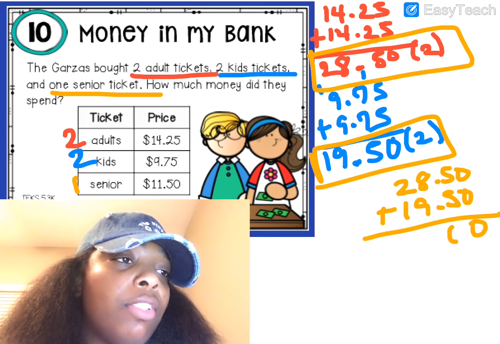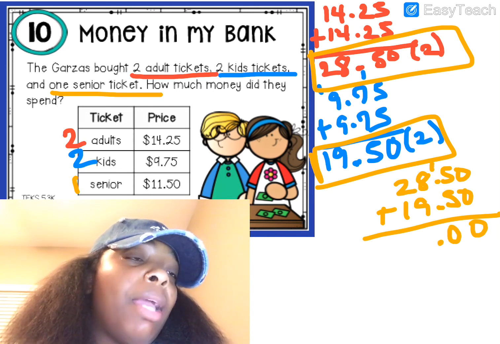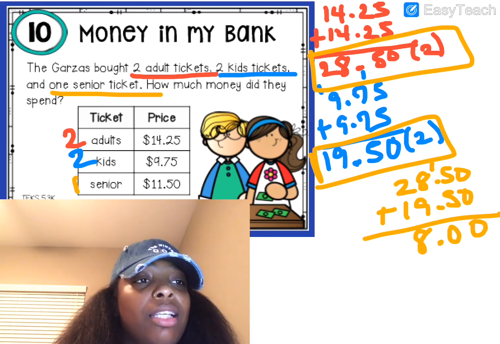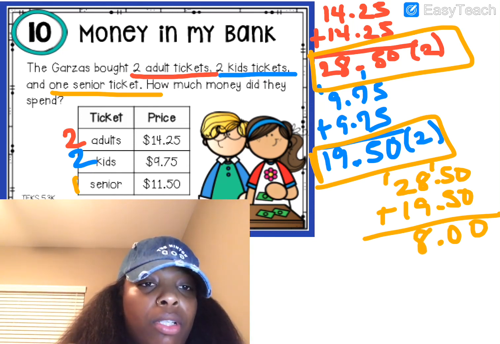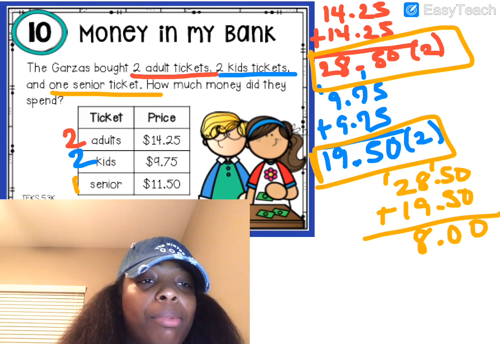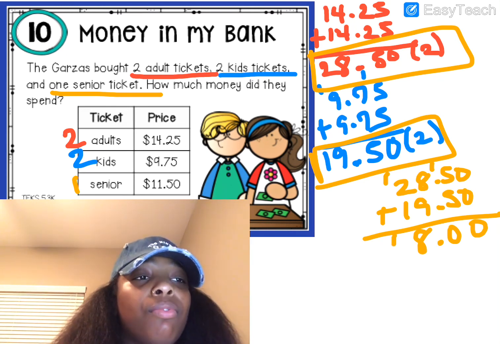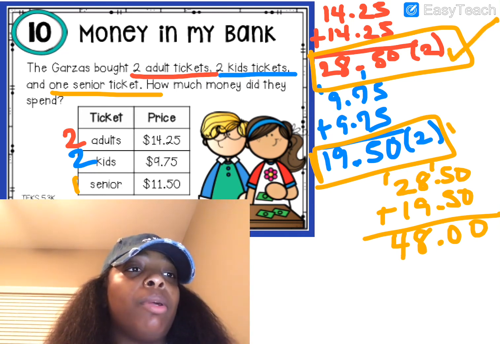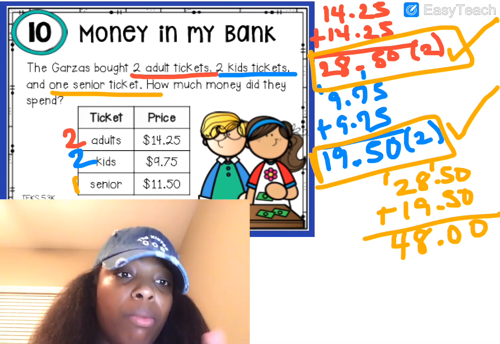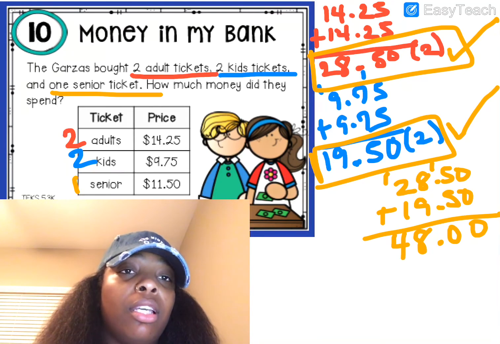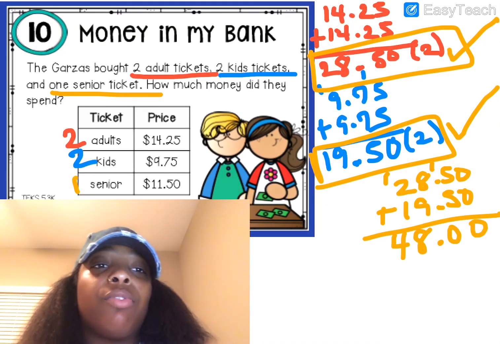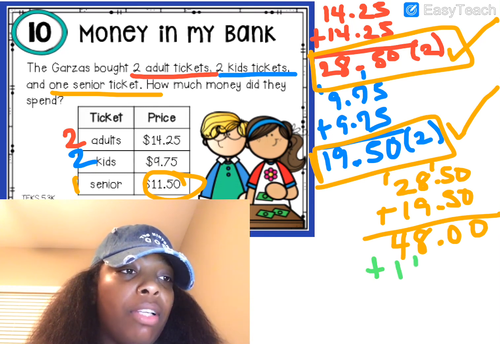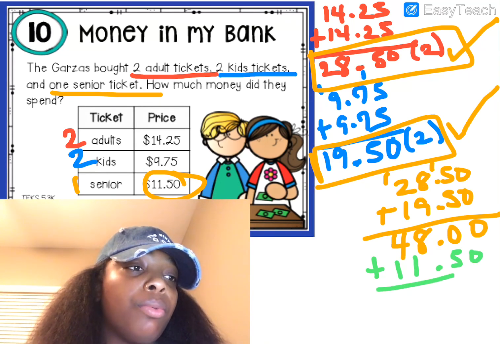0 and 5 is 10. You're going to carry the 1. 8 and 1 is 9. So you can add 9 plus 9 and get 18. Carry the 1. 2 plus 1 is 3. And 3 plus 1 is 4. So far we have purchased 2 adult tickets, we've purchased 2 kid tickets, and we have to get one more thing, which is the senior ticket that costs how much? That's right, $11.50. So let's do that. Let's add $11.50 to our current total.